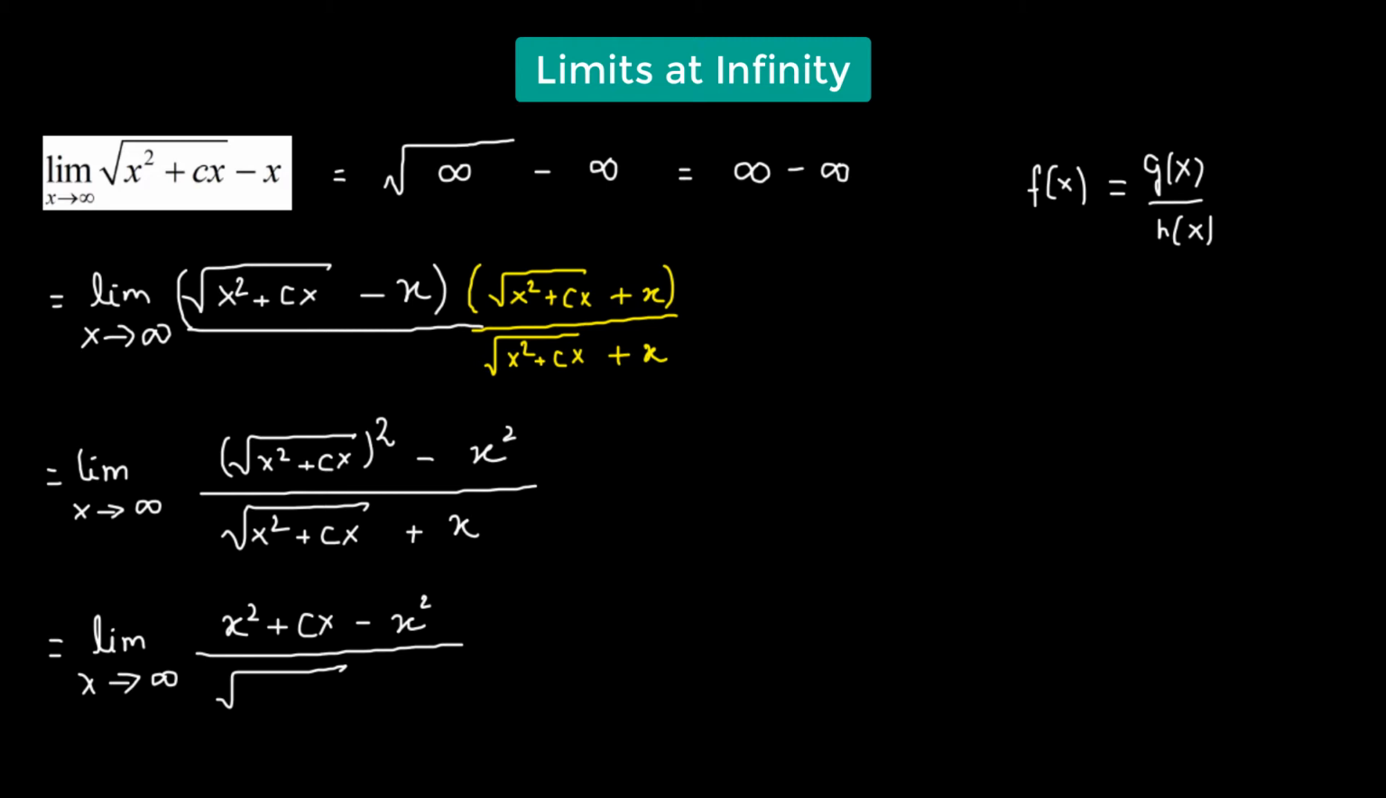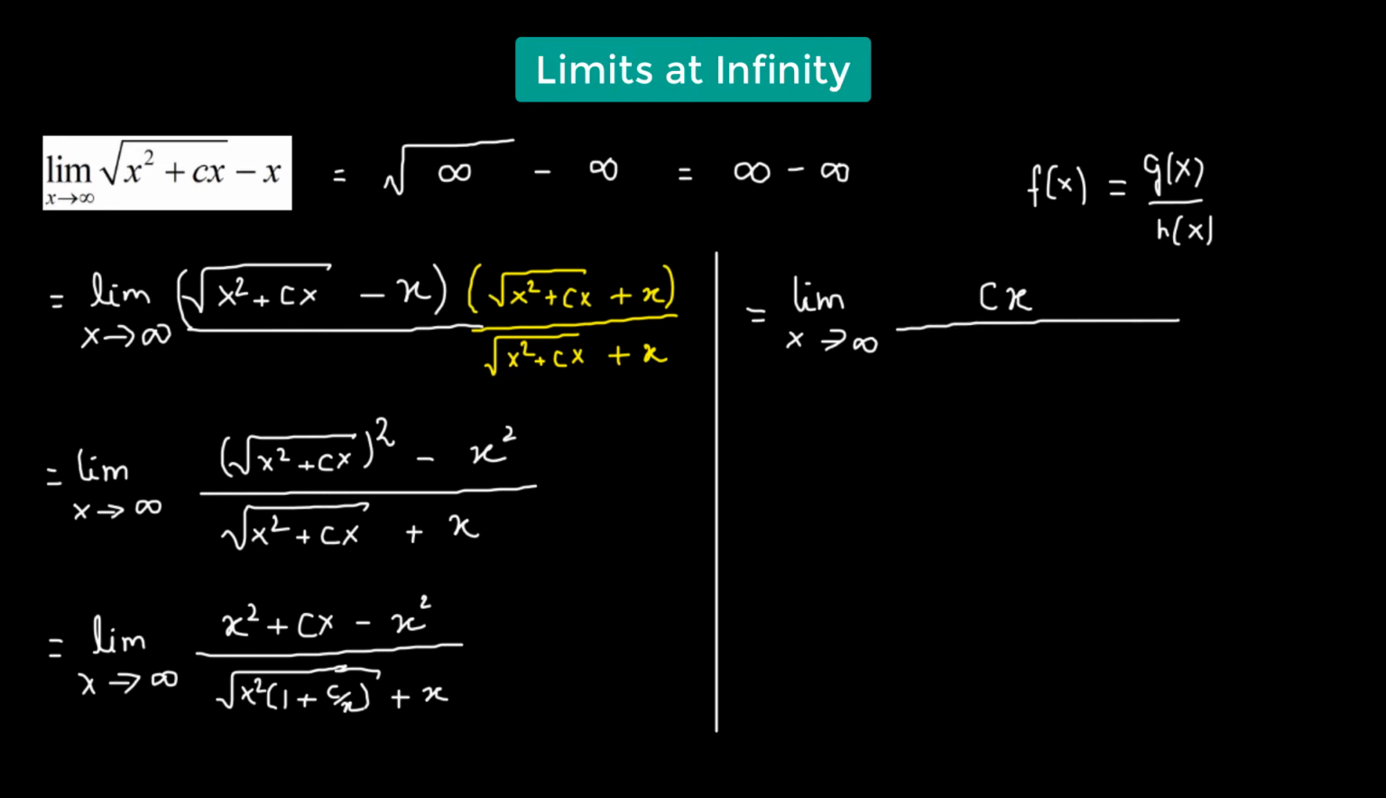So let's do one thing. Let's take x squared as the common factor inside the square root in the denominator. That will leave us with 1 plus c over x. The reason why I've done this will become evident in a moment. Plus x. Now we have the limit as x approaches infinity. So x squared and negative x squared get cancelled out, leaving us with cx divided by the square root of x squared. The square root of x squared is simply x, so we can take it out of the square root. That leaves us with the square root of 1 plus c over x, plus x.